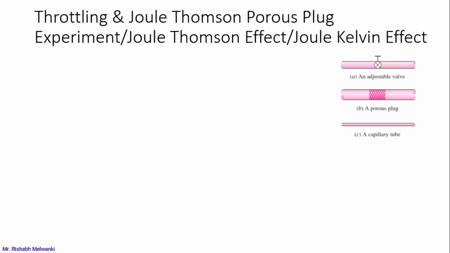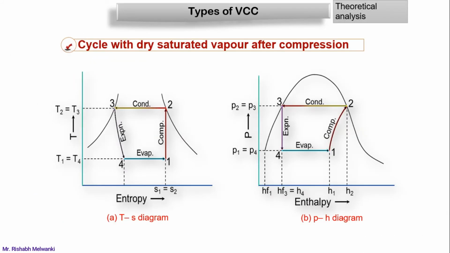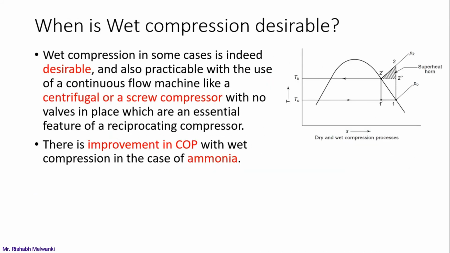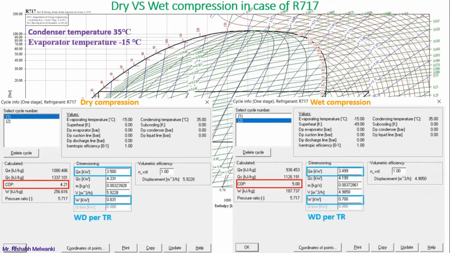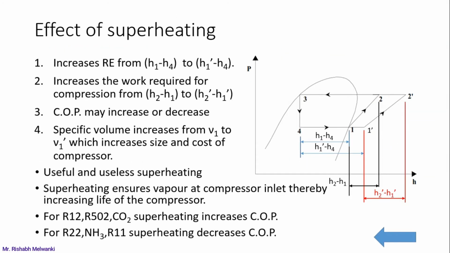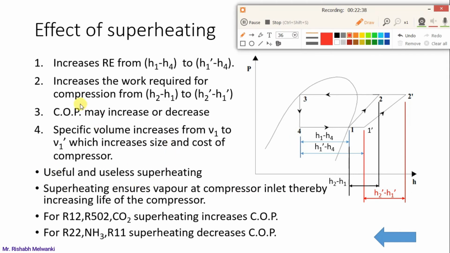Okay, next part we will see now. We will continue with the superheating case. Now, as I had told you before, for some refrigerants, COP might increase or COP might decrease because of the superheating. What are these refrigerants?